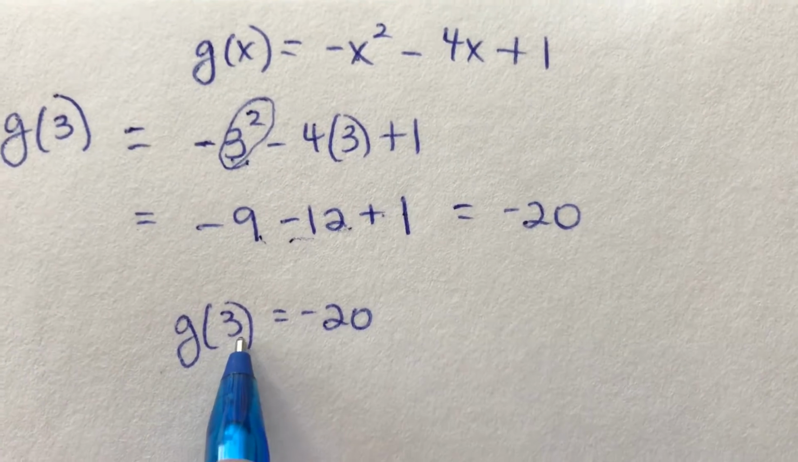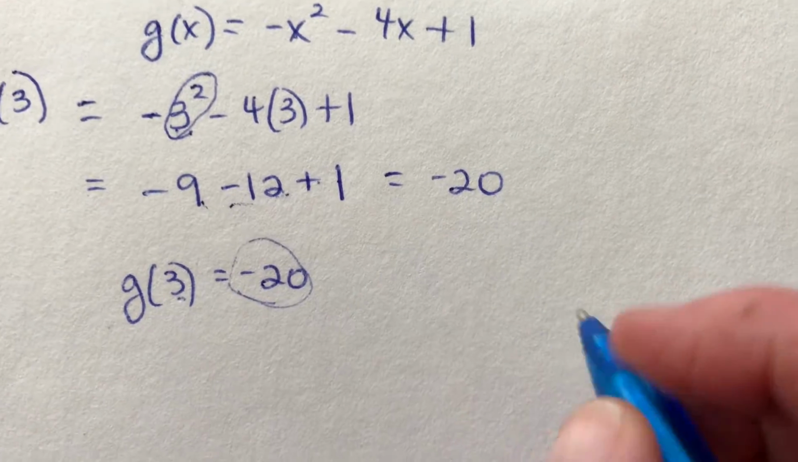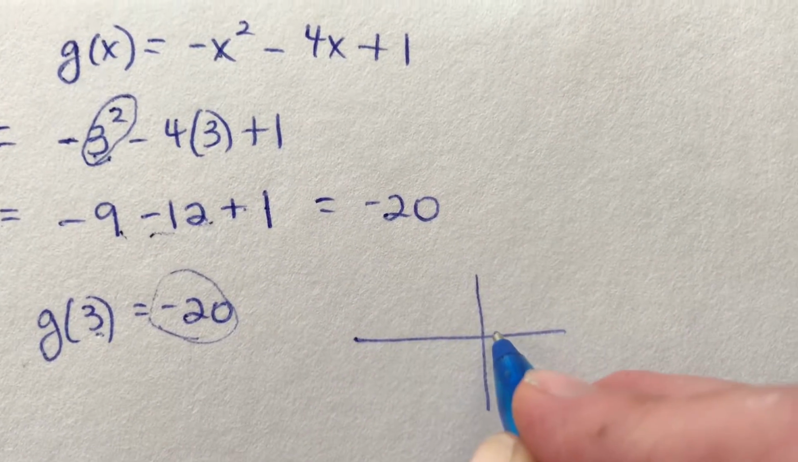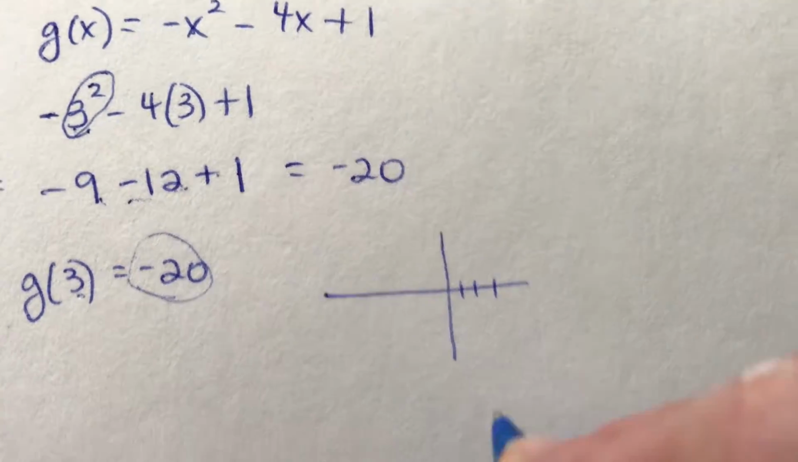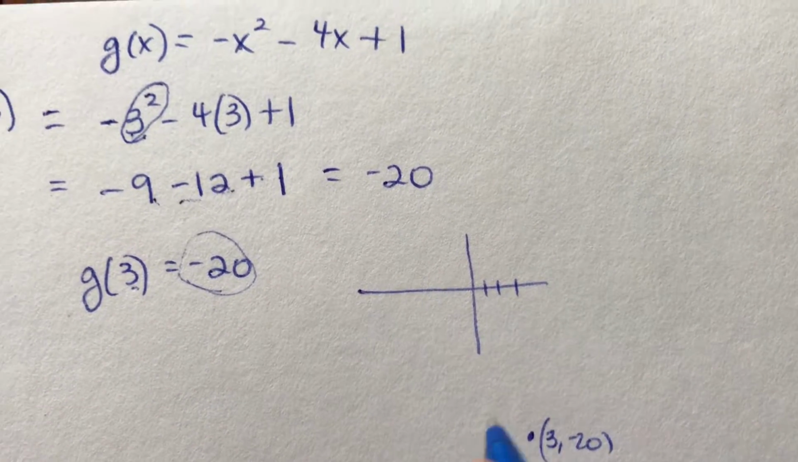By the way, this would be your x value. What comes out is your y value. So if I was actually going to graph that, it would look like this. And then it would be the point way down here at 3, negative 20. Okay? So let's try another one.